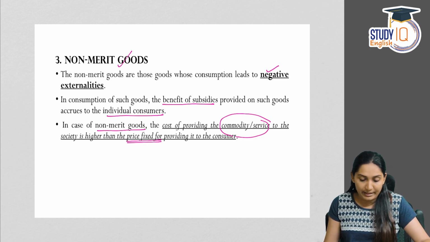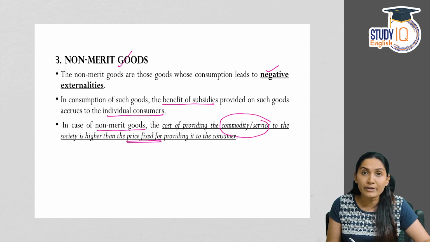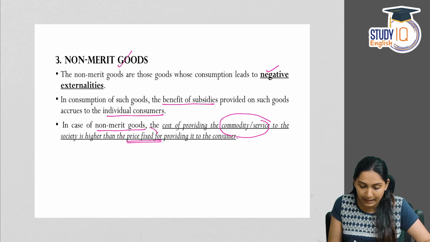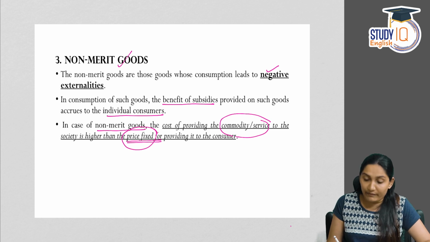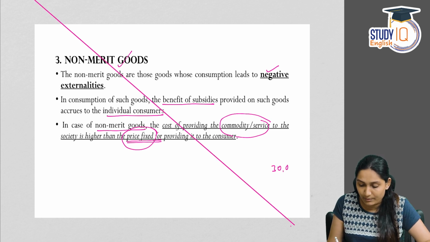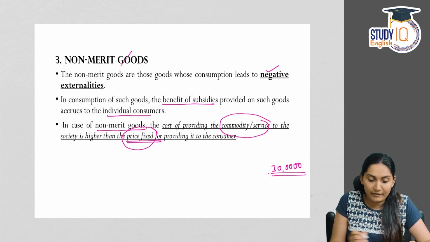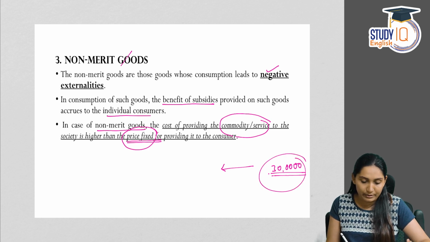Now see, how can you define a negative externality? It creates a negative overall outcome. Now in case of a non-merit good, cost of providing that commodity to the society is higher than the price fixed. Now see, for example, you buy something which is degradable, which can cause a destruction to the environment. Suppose the price of that commodity is 30,000 rupees, but in terms of ecological degradation or environmental degradation, the cost is much more than this 30,000 rupees. That is a non-merit good.